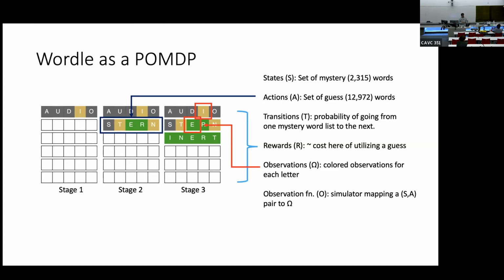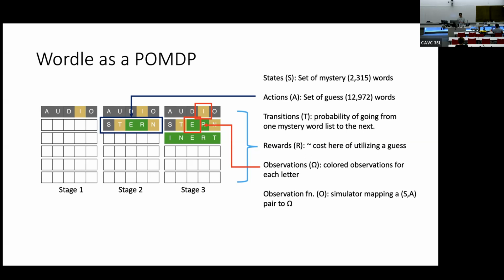Transitions in this setting would be the probability of going from one mystery word set to another mystery word set when I play a guess word. The rewards here can be taken as costs, so think of it as negative rewards simply. The cost is that I need to finish the game within 6 steps. That's what I'm trying to minimize here, instead of maximizing the reward. The observations are the colored observations which the environment is providing.